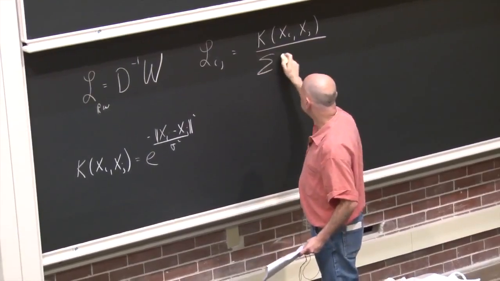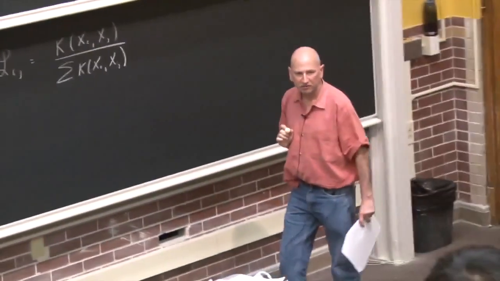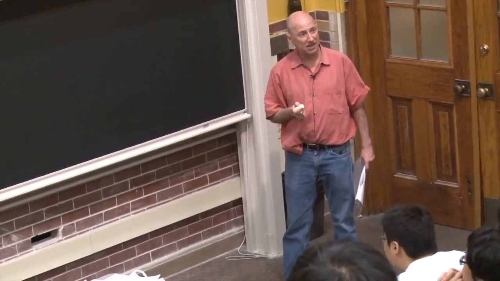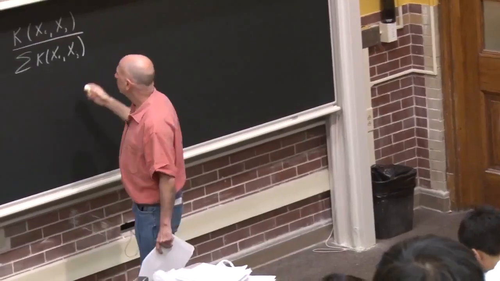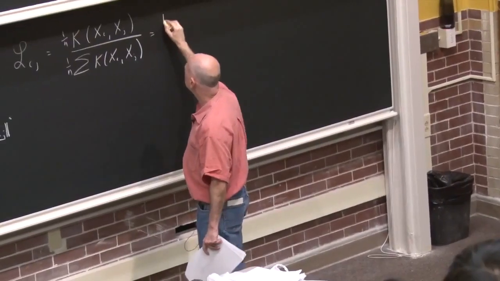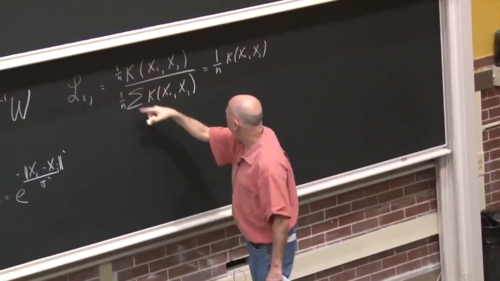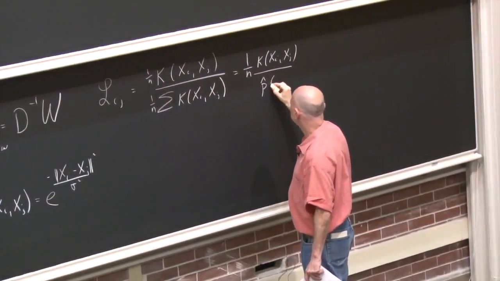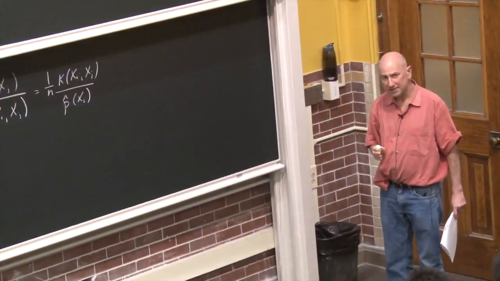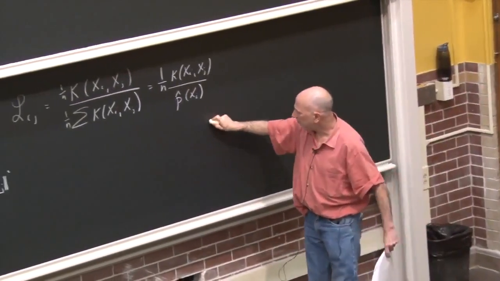Over the sum of the weights. This should start to look familiar, right? It looks like a kernel divided by the density estimator. In fact, if I multiply the top and the bottom by 1 over n, I get 1 over n times the kernel value on top, and on the bottom, that's just the kernel density estimate at x_i. So you can see it's related to density estimation, but it actually has a very specific interpretation.